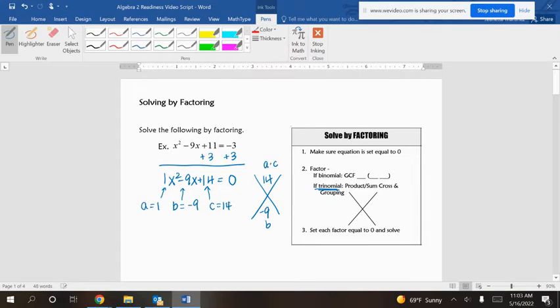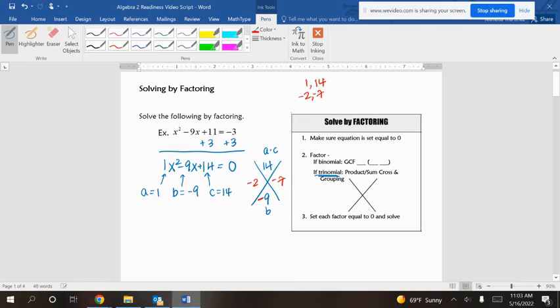This is where you have to come up with two numbers that multiply to positive 14 and add to negative 9. So you can start listing out some numbers that multiply to 14. These are the only ones I can think of. If I add 1 and 14, that will give me 15. If I add 2 and 7, that will give me a positive 9. So how do I make it a negative 9? I will just make both of these negative, because a negative 2 times a negative 7 gives you positive 14, but when you add them, that gives you negative 9.